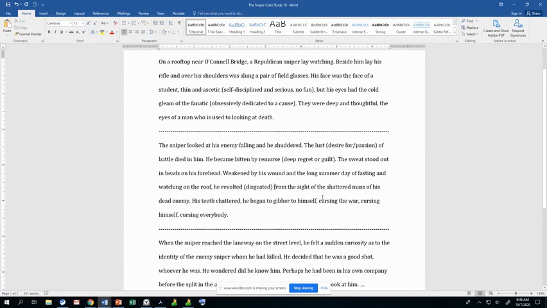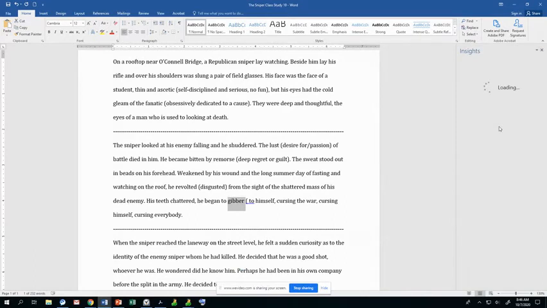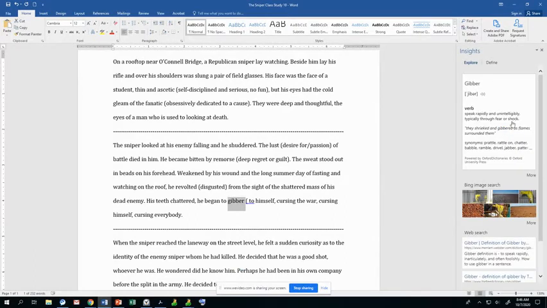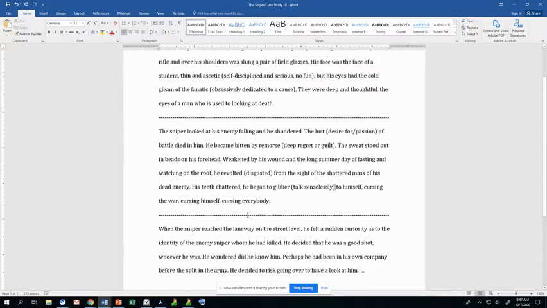His teeth chattered. He began to gibber to himself. Gibber is definitely a word you don't see every day. So let's look that one up. And it says to speak rapidly or unintelligibly, typically through fear or shock. So talk senselessly to himself. All right, good. Cursing the war, cursing himself, cursing everybody.